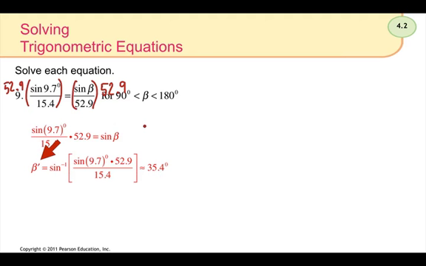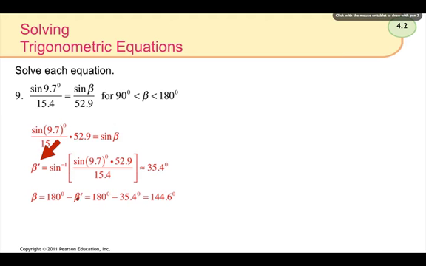And notice that the problem is asking me to find a beta that is between 90 and 180. And if you remember reference angles, the way that I'm going to be able to give an answer that is between 90 and 180 using reference angle is going to be 180 minus beta prime. So it's 180 minus 35.4, and you end up with 144.6 degrees as your answer. I can clarify this a little bit more in class. Let's go to number 10.